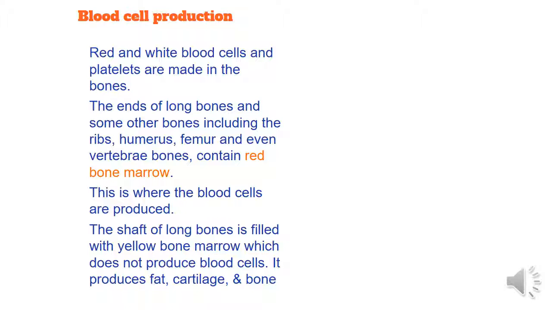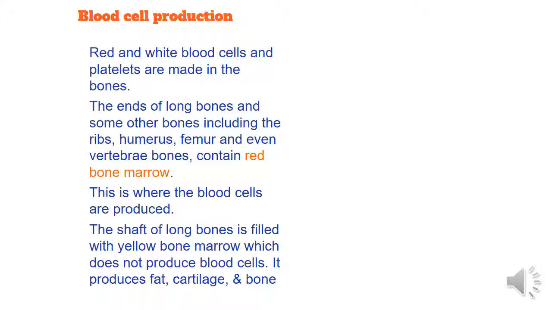In terms of blood cell production, the red and white blood cells and platelets are made in the bones. The ends of the long bones, so your legs, your arms, those types of things. Including ribs, humerus, femur, vertebrae, they all contain bone marrow. This is where blood cells are produced.